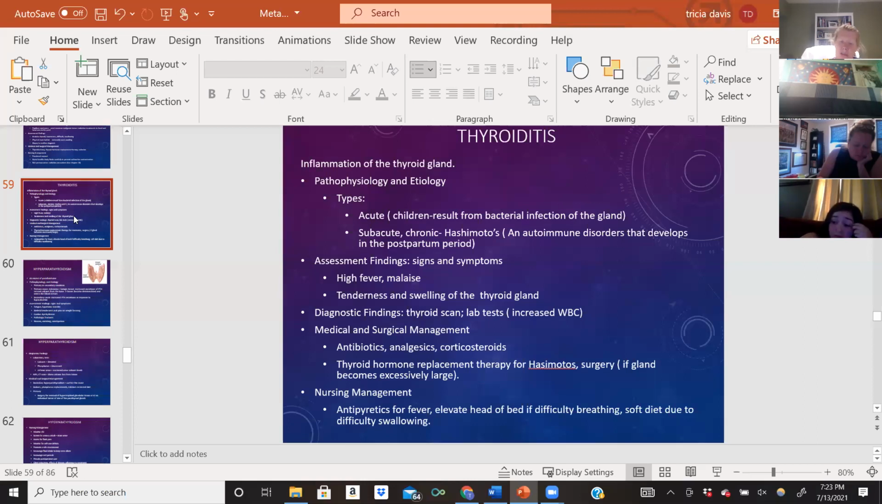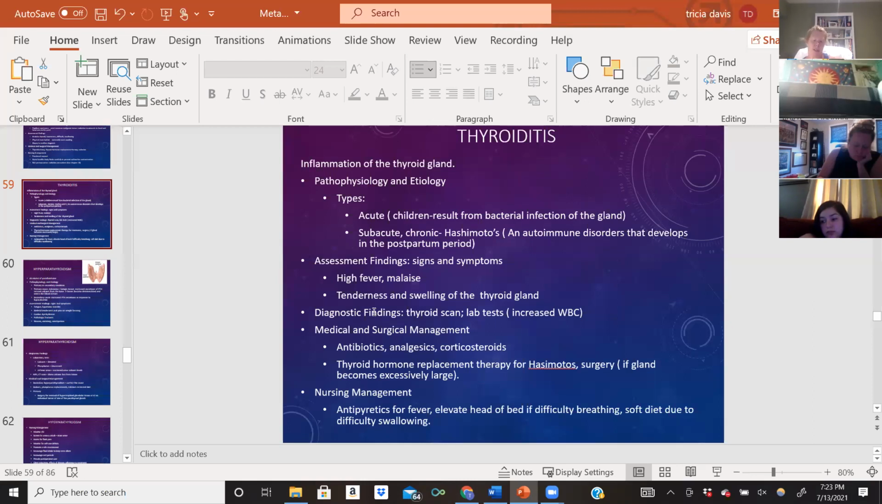Medical and surgical management, obviously they're going to get analgesics to help with that high fever, corticosteroids to help take down the inflammation because the thyroid gland is inflamed, and then antibiotics with those children if there was some type of bacterial infection. Sometimes if they have Hashimoto's, they will have to have hormone replacement therapy. And sometimes if the gland gets too large, they have to go in and do surgery to remove it.